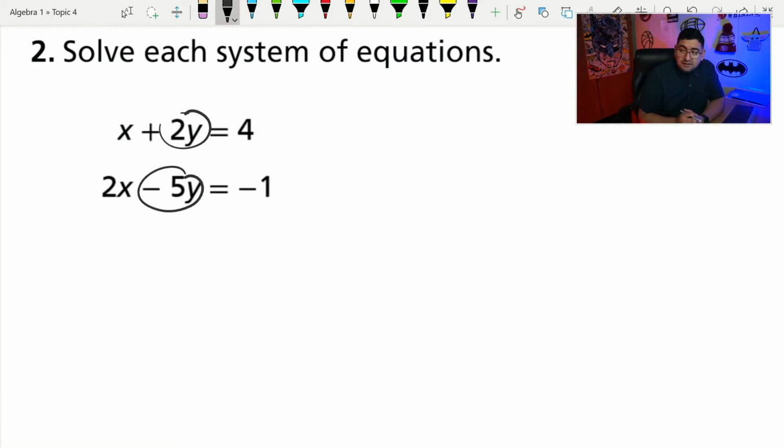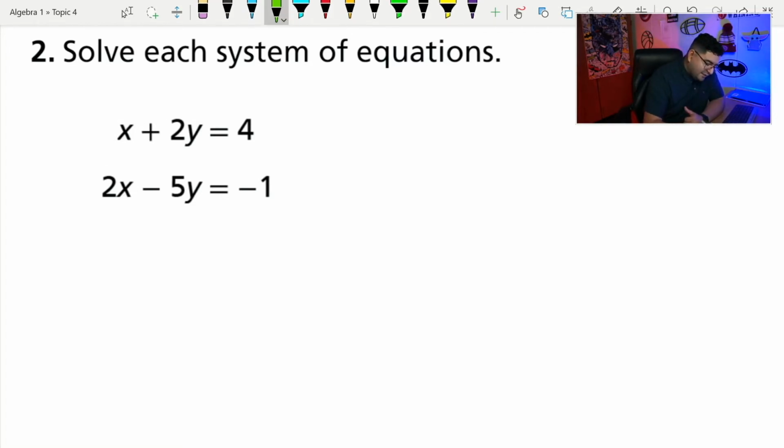5y, which, as far as I know, there's no way to change a 2 into a 5 by multiplying unless we use fractions, which I'm not a big fan of if I can find a whole number to multiply by instead. Which I know how to change an x into a 2. Okay, I can definitely do that.